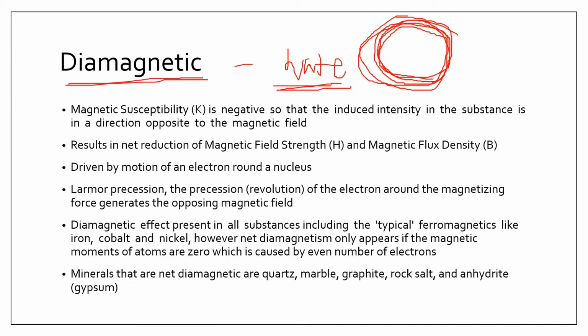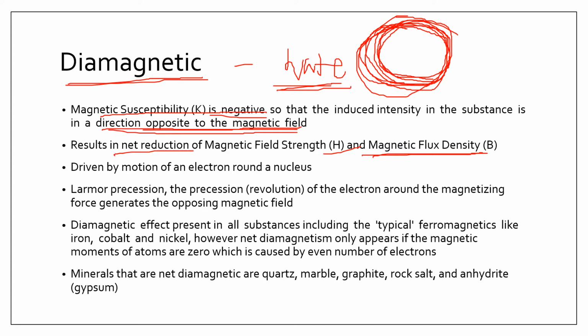What happens here is that these materials have a negative magnetic susceptibility, because they reduce the Earth's magnetic field when interacting with it. They create a magnetic field that opposes the external magnetic field. So you get a net reduction in your magnetic field strength, and consequently a net reduction in the magnetic flux density.